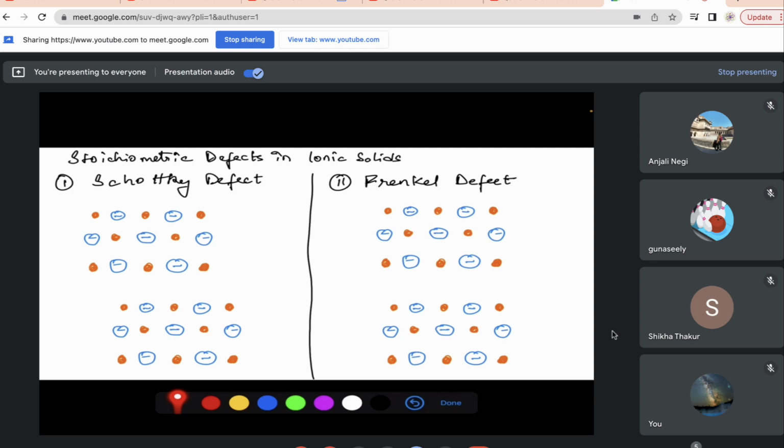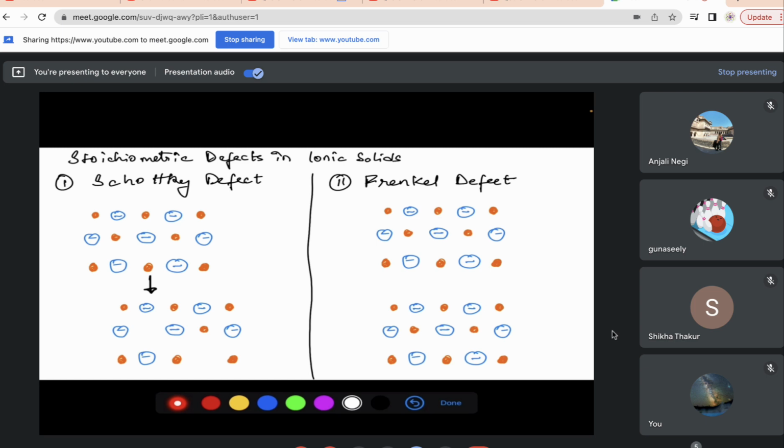So if this is my crystal, after the defect, say this and this, one cation and one anion is missing from the lattice. Okay, so overall, the density of the lattice will decrease.